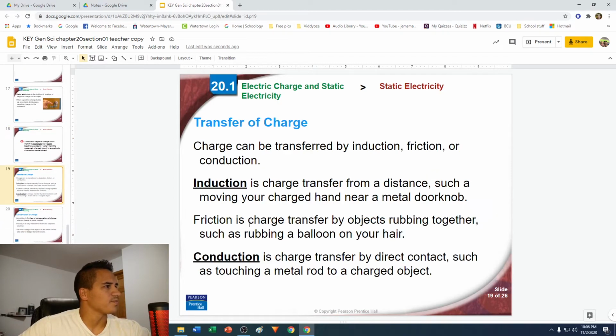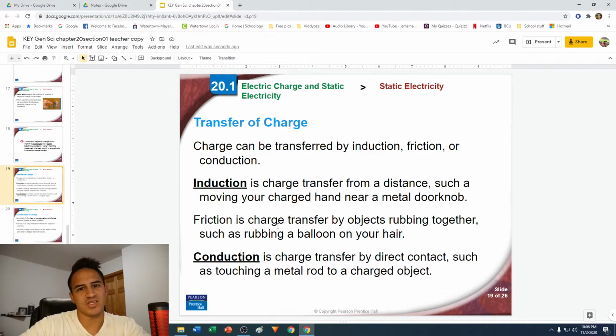All right. Now, when it comes to building up charge, there's 3 ways that we can build charge. Okay, and this is an important thing to know for this chapter. So I'd recommend writing these down or just really making sure that you pay attention for this one. So the 3 ways we can transfer charge. First one is induction. Okay, induction is when charge is transferred from a distance without direct contact.